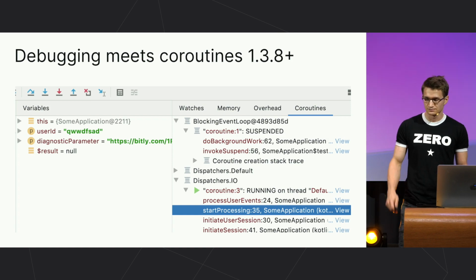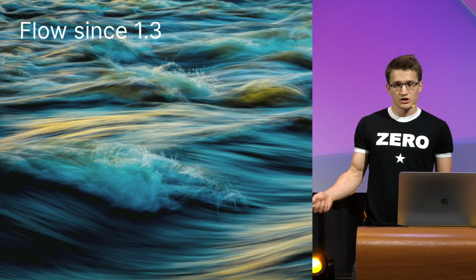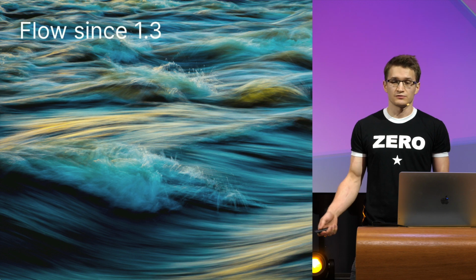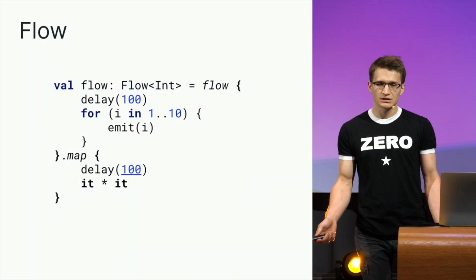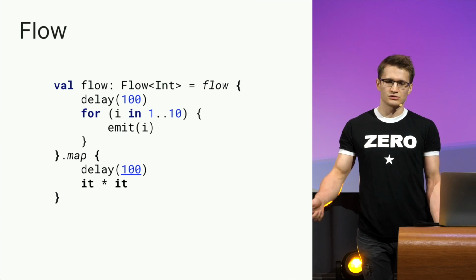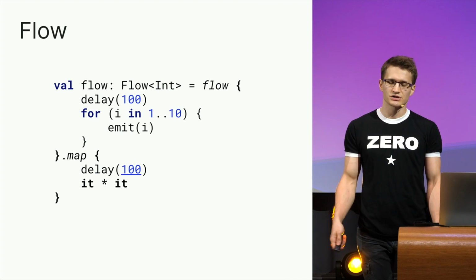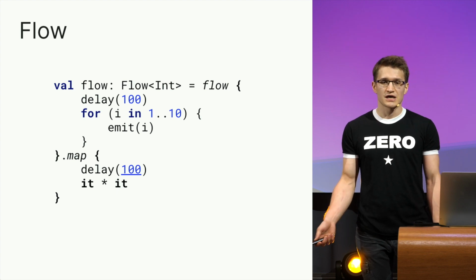Let's talk about flow. But before telling you what has been changed in flow, let me remind you what flow is. Basically, flow is a sequence. And like all the Kotlin sequences, it can be built, it can be transformed, and can be mapped, filtered, or consumed. Or in flow terms, they can be collected.